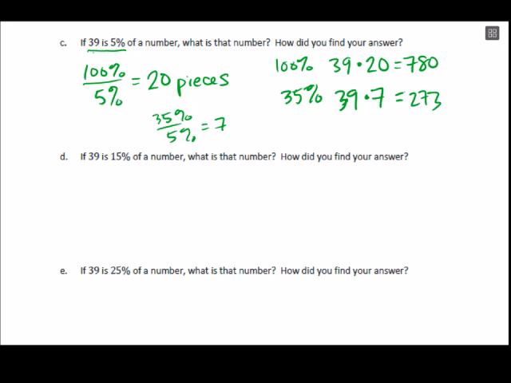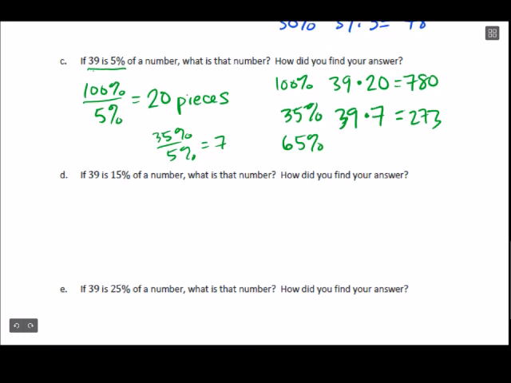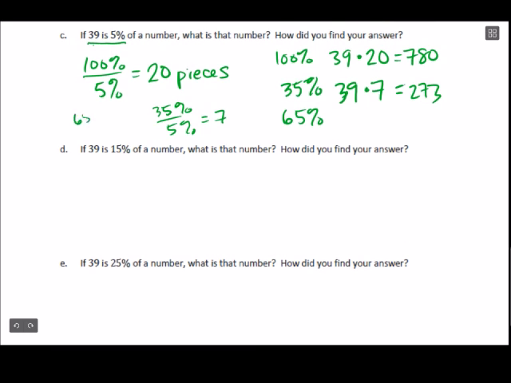And we could also do like 65%. How many 5s are in 65%? 65% divided by 5 is 13. So I would take 39 times 13. 507. Okay? That's not bad.